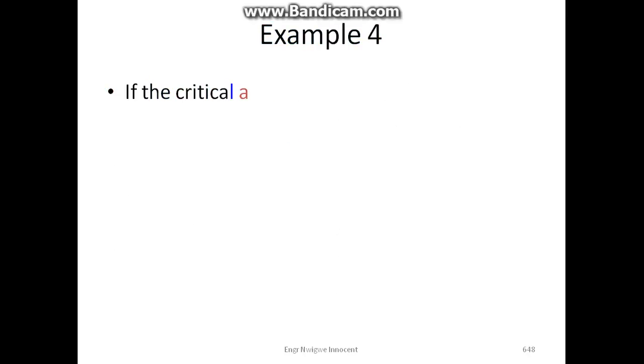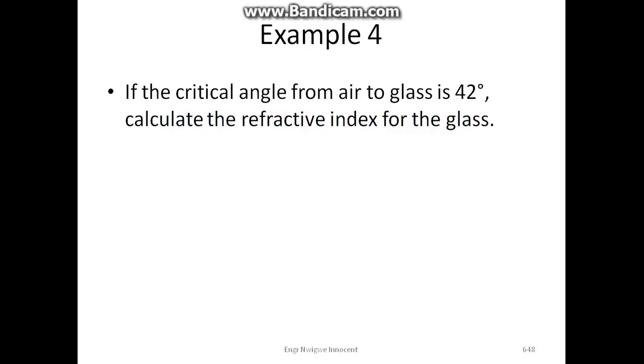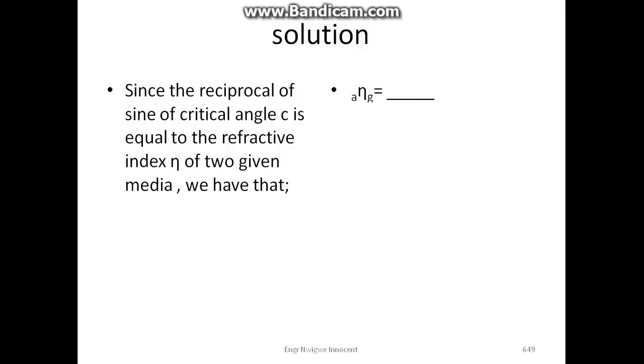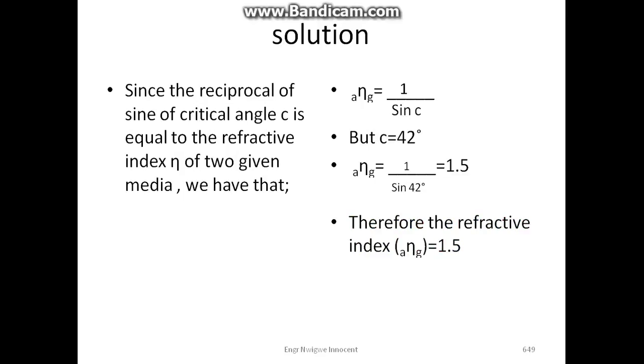Example 4. If the critical angle from air to glass is 42 degrees, calculate the refractive index for the glass. Solution: since the reciprocal of sine of critical angle c is equal to the refractive index n of the two given media, we have that n is equal to 1 over sin c, but c is equal to 42 degrees. The refractive index air to glass is equal to 1 over sine 42, which will give us 1.5. Therefore, the refractive index air to glass is equal to 1.5.